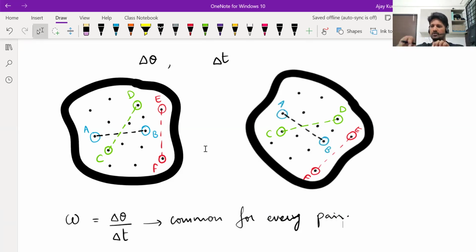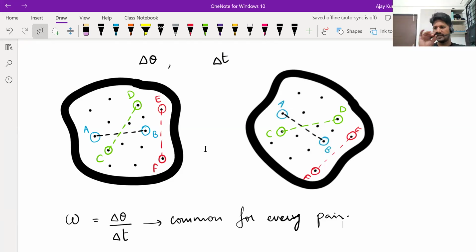Or you could do the opposite also. One end rotates this way, the other end rotates the other way. So they rotate at different rates. Then the object gets twisted. If they rotate at the same rate, the object will not get twisted. And we are talking about rigid bodies. Rigid bodies cannot be twisted. Therefore, all particles of a rigid body must rotate with the same angular velocity.